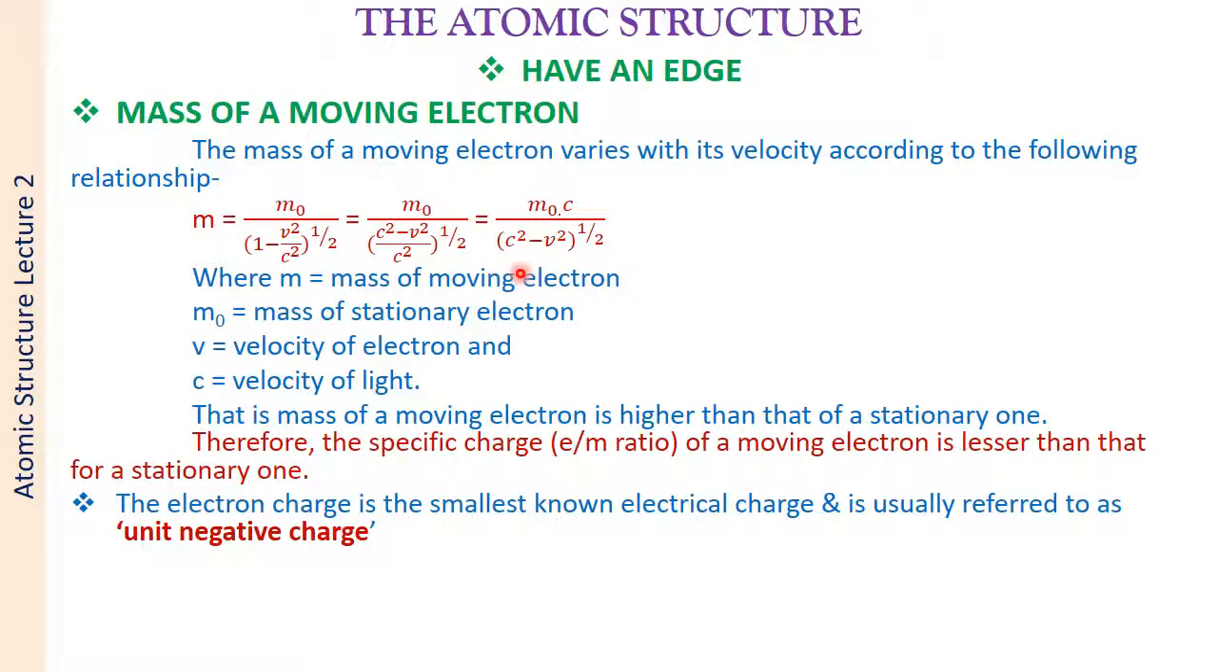If you solve it further, you will realize that the mass of a moving electron is higher than that of a stationary one. Therefore, the specific charge e by m ratio of a moving electron is lesser than that of a stationary one. And the electron charge is the smallest known electric charge and is referred to as unit negative charge.